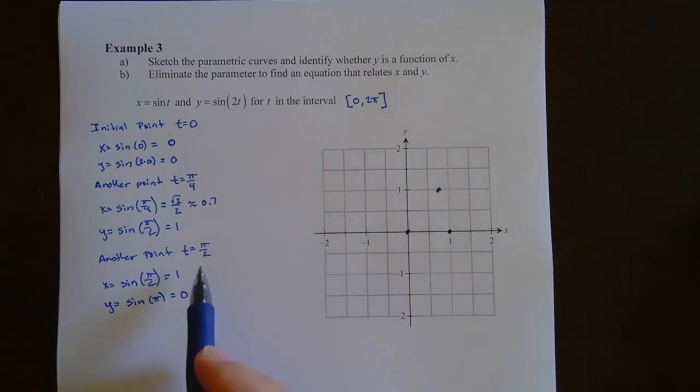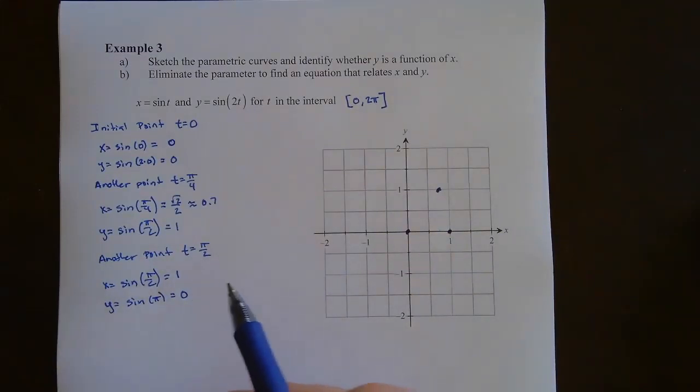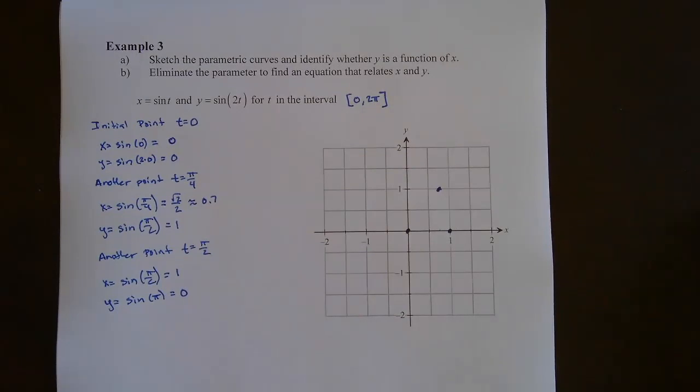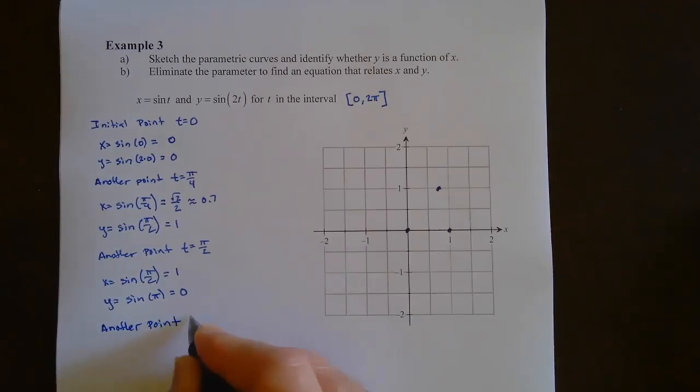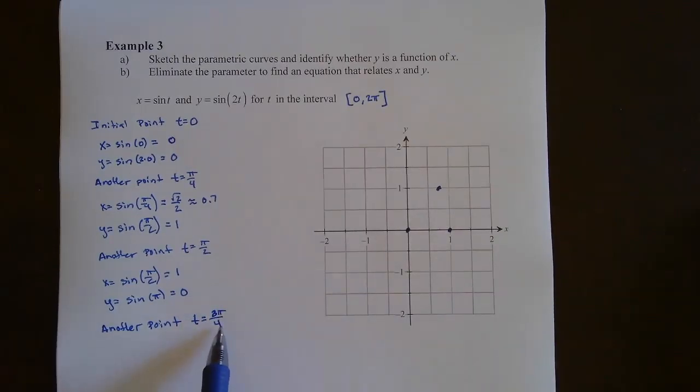If we did more, the next one I would do would be 3 pi over 4. So let me do 3 pi over 4, another point, and then that'll be it, and then we'll look at the graphing calculator. The important thing is not that you can graph these by hand; this is just to get you understanding parametric functions. So another point is t equals 3 pi over 4, because this was 2 pi over 4. And so x would equal sine of 3 pi over 4, and y would be twice that, so sine of 6 pi over 4, which would be 3 pi over 2.